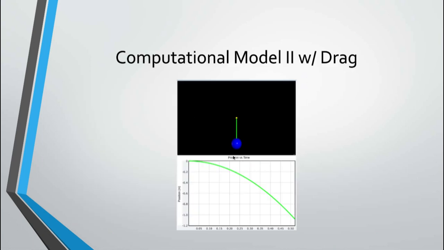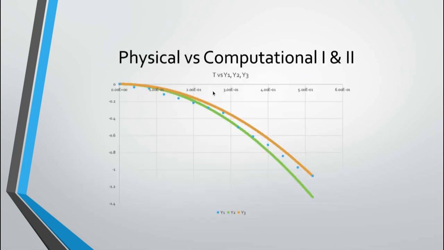So here's the updated model, and this in the orange is the data for the second computational model. Here we see that it now ends at the same point as the physical experiment, but we still notice that it's a lot higher than the physical experiment. This could be due to a slightly applied force when the object was dropped that the computational model doesn't account for.